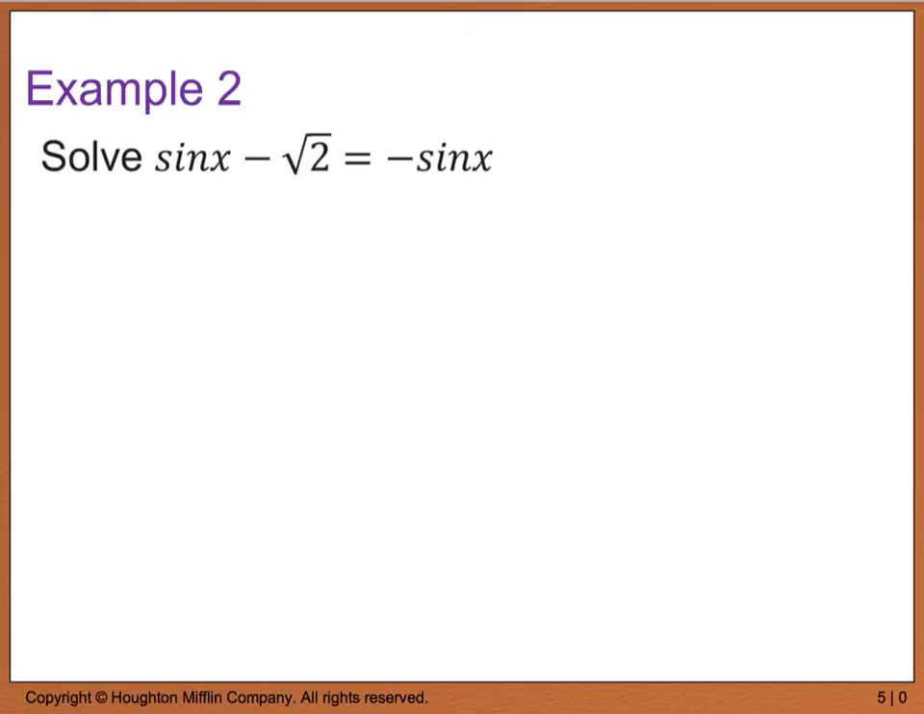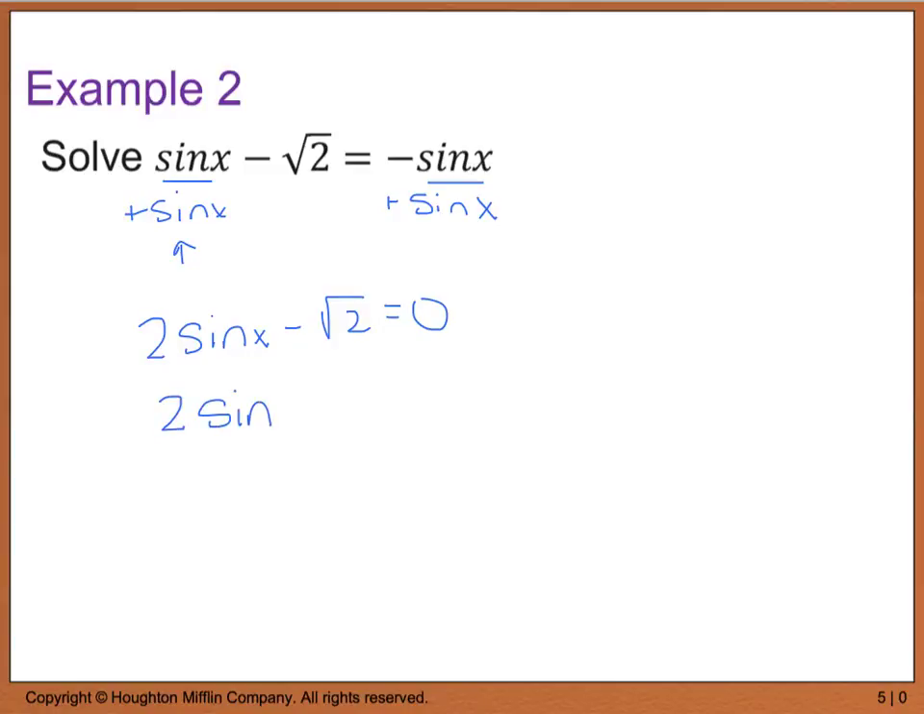Now this is kind of a classic case where we need to combine our like terms. Sine x and sine x are like terms. So if I add sine x to both sides, I end up with 2 sine x minus the square root of 2 equals 0. Then I'm going to move the square root of 2 over, so I have 2 sine x equals the square root of 2. I'm going to divide by 2, so I have sine x equals the square root of 2 over 2.